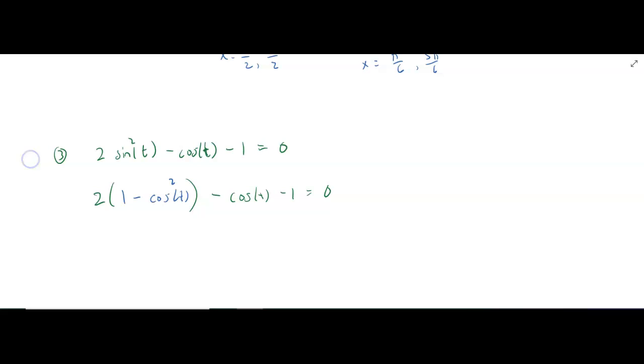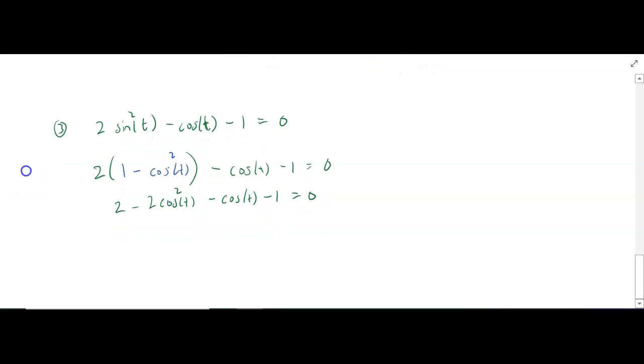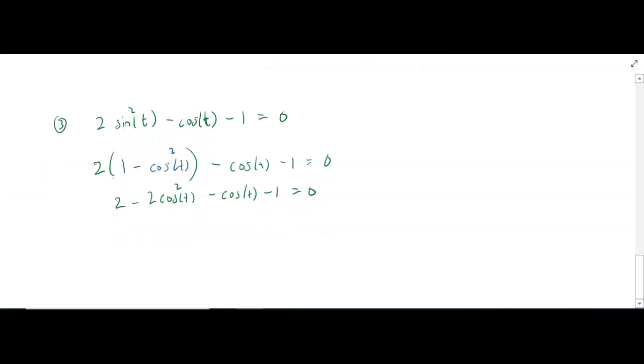Now we're going to distribute the 2 through and rearrange terms. Distributing the 2 through, we get 2 minus 2 cosine of t squared minus cosine of t minus 1 equals 0. Now if we look at that for a moment, we can recognize that it is quadratic in cosine of t, meaning we see cosine of t to the first power, and we also see cosine of t to the second power. I'm going to combine like terms.